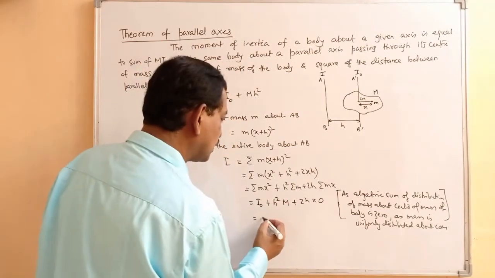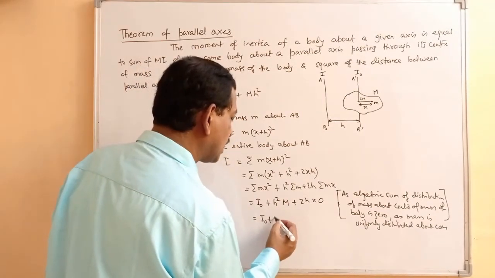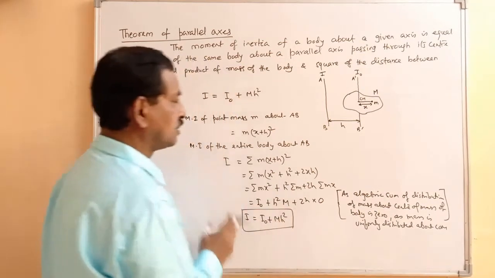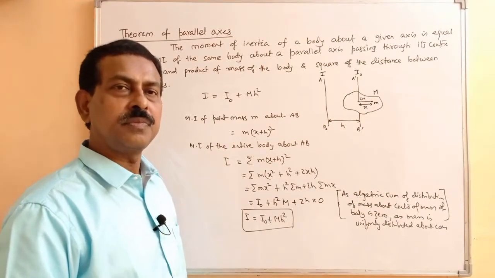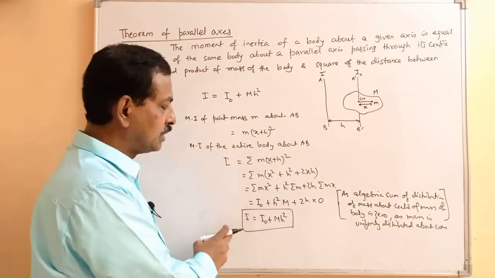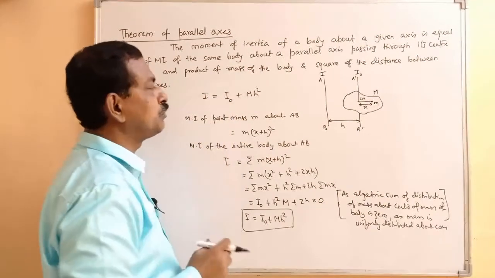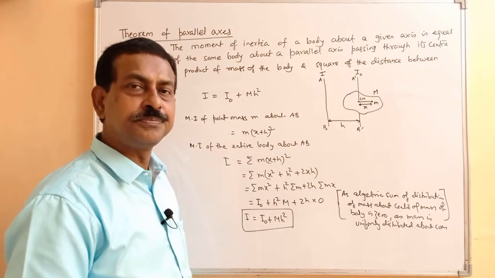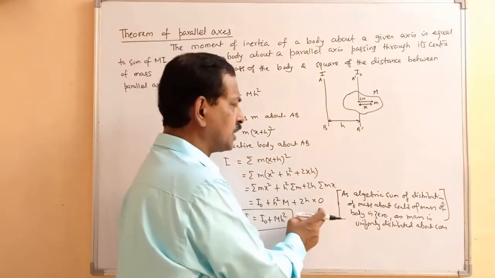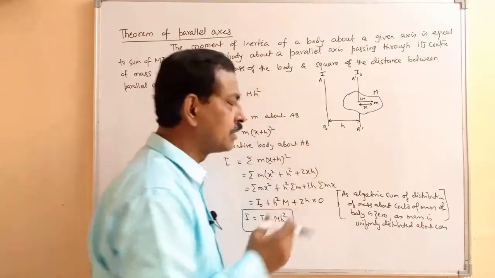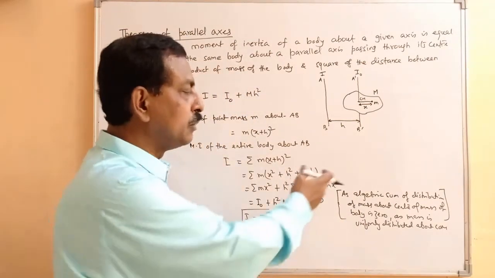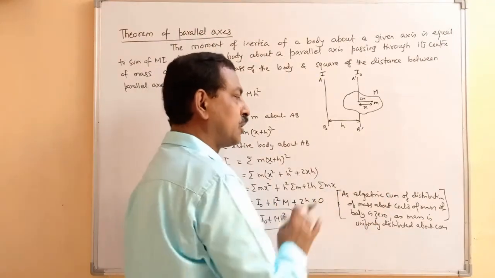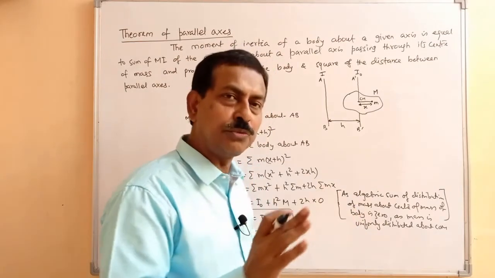So here, how much it will be is I naught plus m h square. This is your mathematical expression and it is the proof of that. So this is how we can get this mathematical expression for the theorem of parallel axis derived or proved. If you are getting any confusion about how we get that one, we have taken the algebraic sum of the distribution about the center of mass, and we say that it will be 0 because it is uniformly distributed.